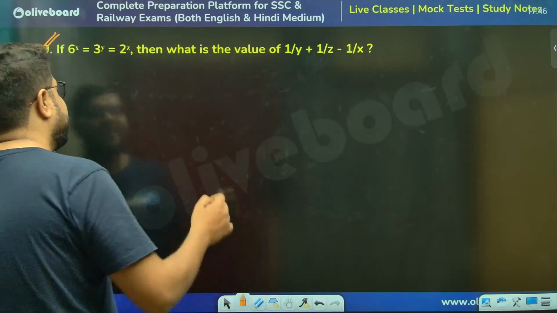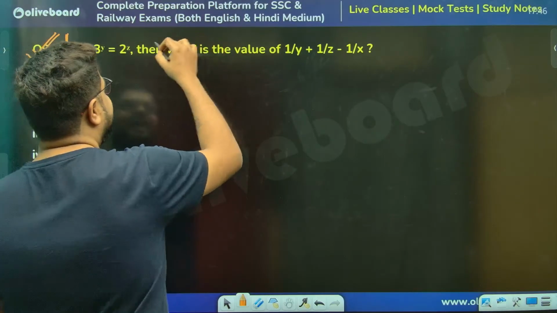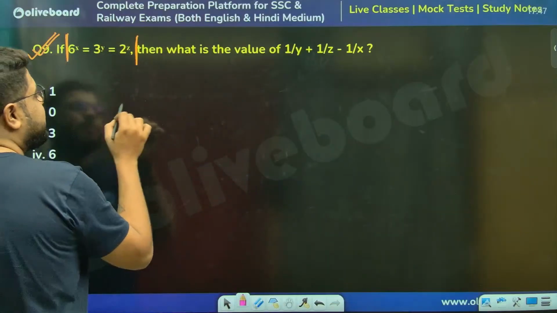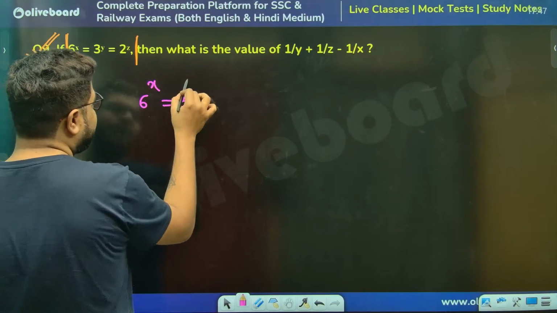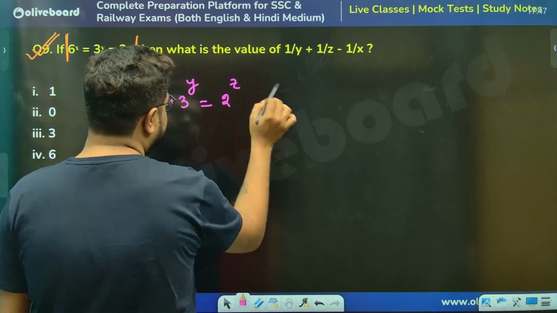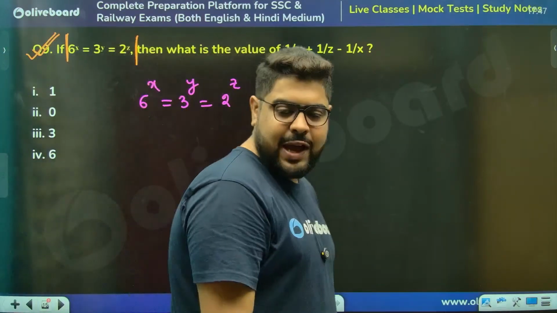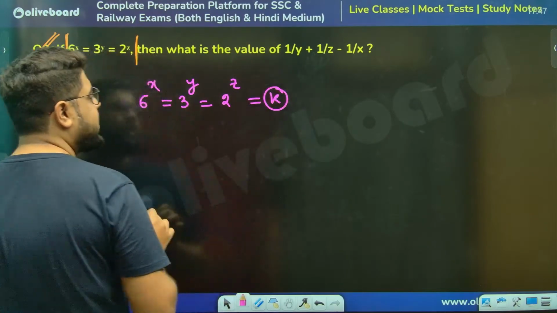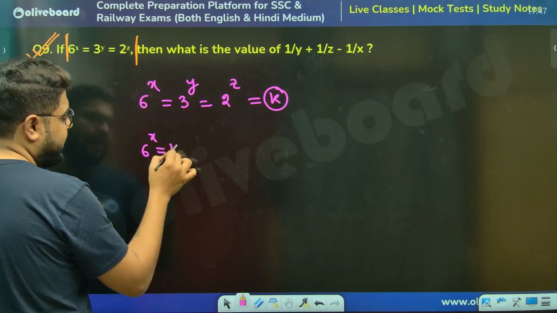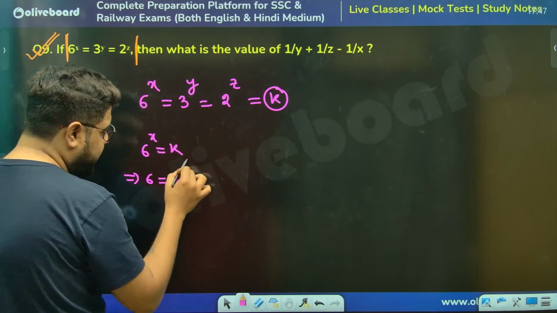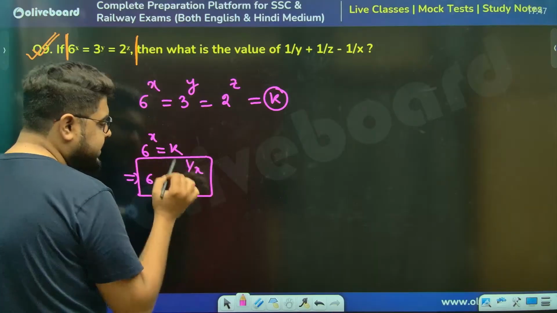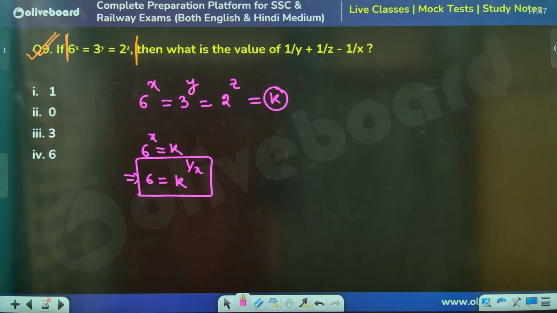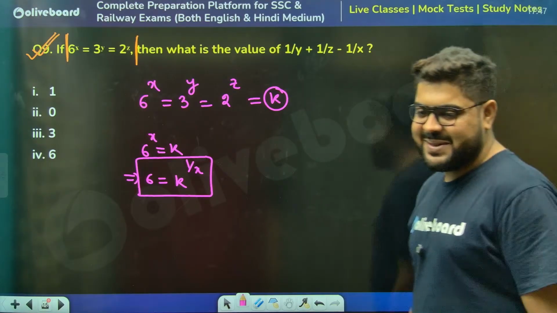Again, PYQ. These are the special questions that SSC has every year. One of those. So let's see. 6 to the power x, 3 to the power y, 2 to the power z. And you have this. Good question. Let's take it as k. So 6 to the power x is k. 6 is equal to k to the power 1 by x. Using the normal logic of indices, can I say this? I'm getting two answers, 1 or 0. Let's see.